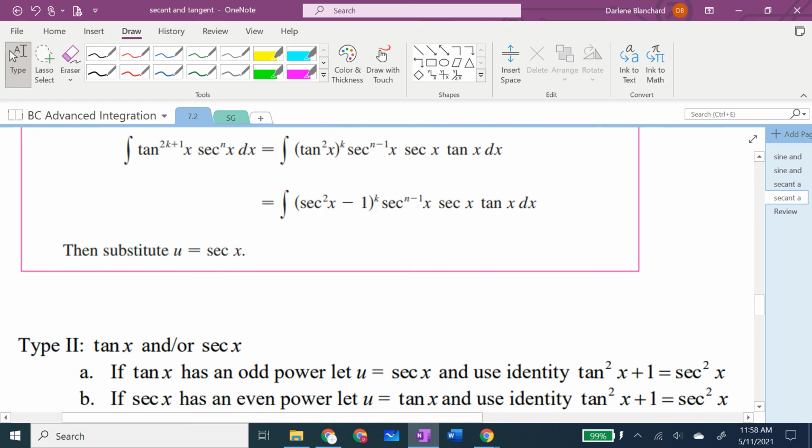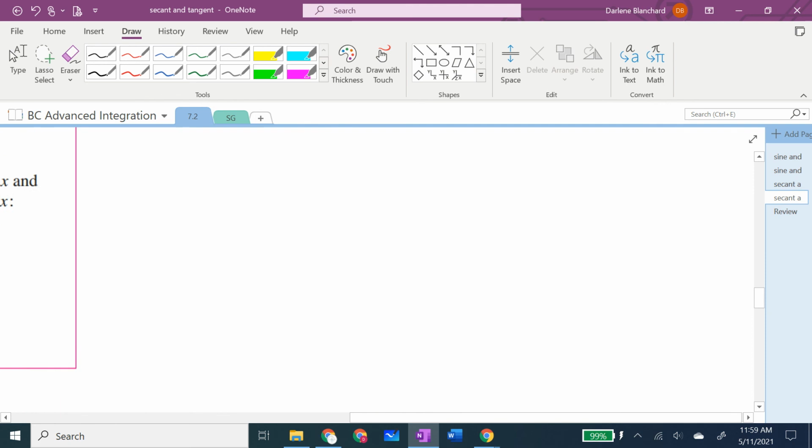So just really simply, if tangent has an odd power, let u be secant x and use the Pythagorean identity. If secant x has an even power, let u be tangent x, use the Pythagorean identity. Now, ultimately, what we need to be prepared for is any of the 6 trig functions showing up to whatever exponents they happen to show up with. And I realized during first period that a lot of people did not remember what the integral of tangent is.